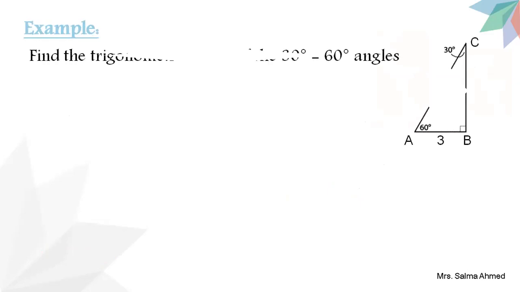Example. Find the trigonometric ratios of 30-60 angles. So here I need to find the sine, cosine, and tan for 30, and I need to find sine, cosine, and tan for 60.